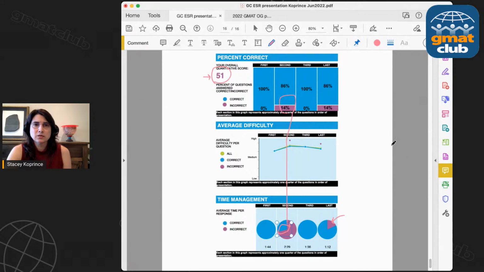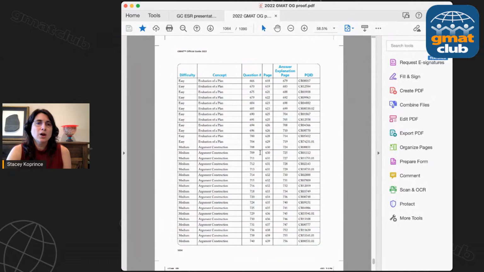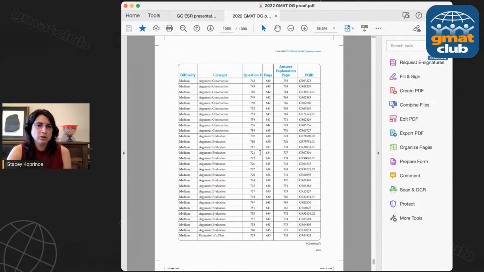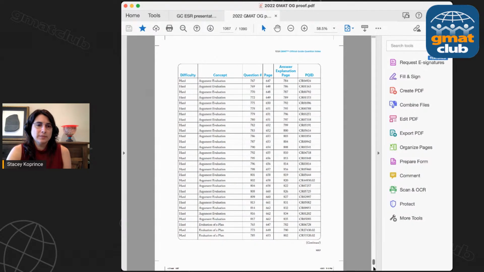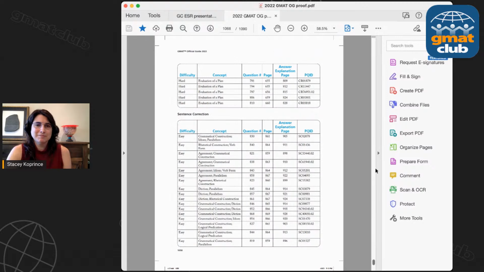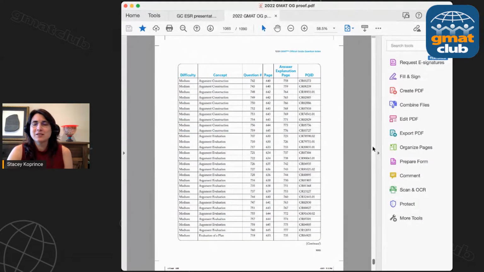Oh, and analysis versus critique. Hold on, let me go back. Oh, I see. Evaluation of a plan, argument construction, and hold on. Sorry, trying to get into this page. Right. Yeah, this is why I'm not a fan of the CR categorizations. I'm not entirely sure what they mean by the descriptions for critical reasoning in particular, unfortunately.